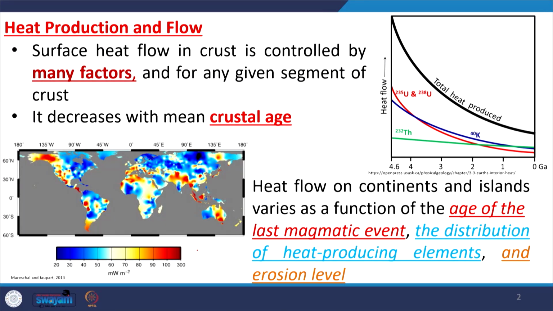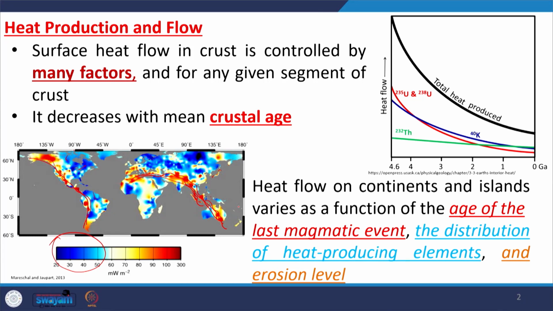Continuing with that, heat production and flow. If you see the surface heat flow in the crust, it is controlled by some factors and it is not uniform throughout the globe. Many segments of the crust are high heat regions. Similarly, these regions also represent high heat regions. However, the regions in blue represent relatively cool regions. Now the question arises, why such uneven distribution of heat?